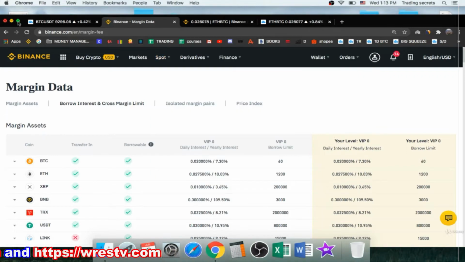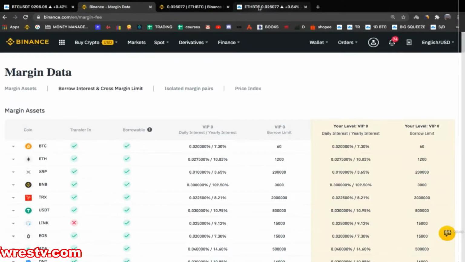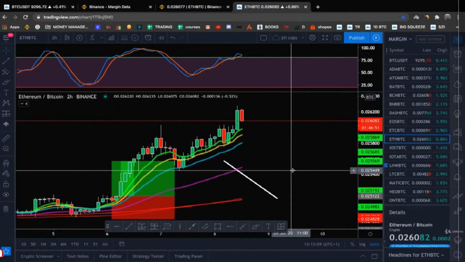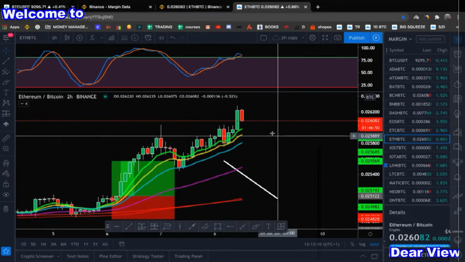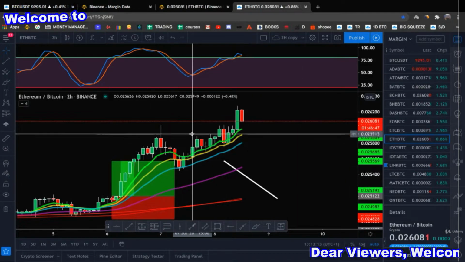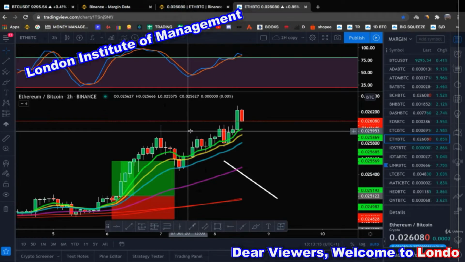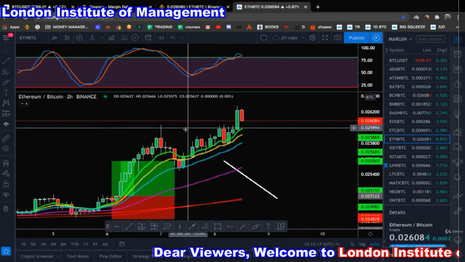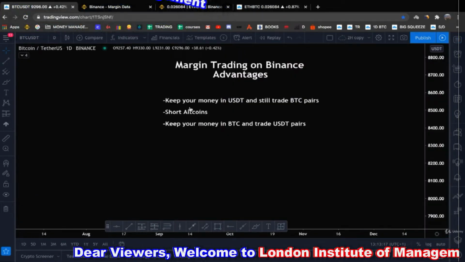But before margin trading, it was very hard, because the Bitcoin can dump down 5%, and you end up losing money even though your trade was perfect. So it was very tricky to trade this. So this is the biggest advantage so far.